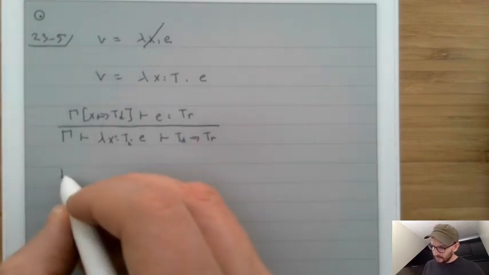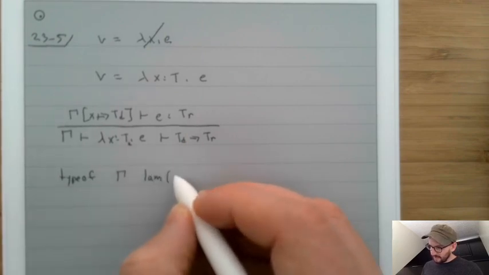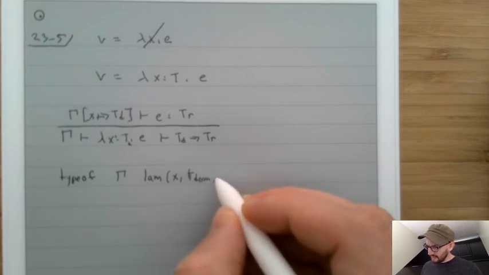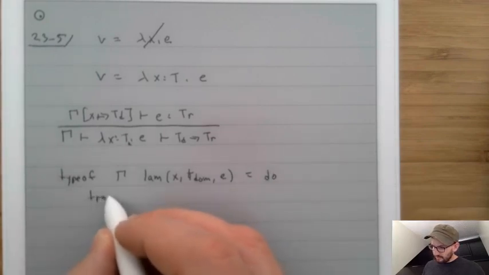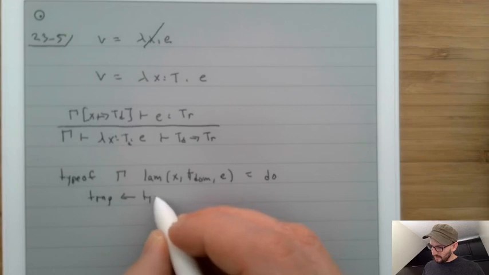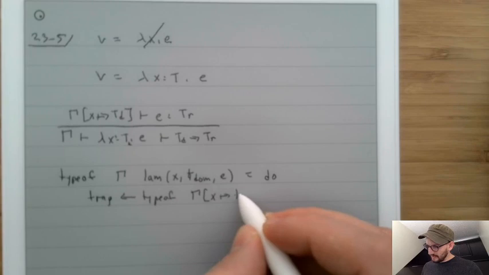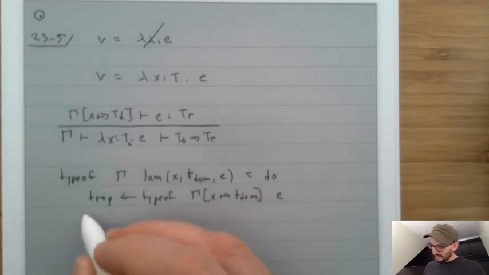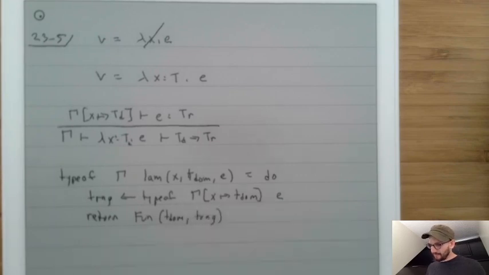And we have to change the corresponding rule in our function to say that type of gamma lambda x t domain e is equal to t range, which comes from calling type of gamma extended with x goes to t domain. Now it's bound because it's part of this data structure, e, and then we return a function that goes from t domain to t range. All right?